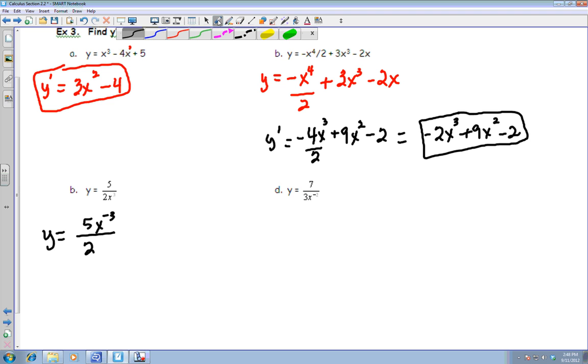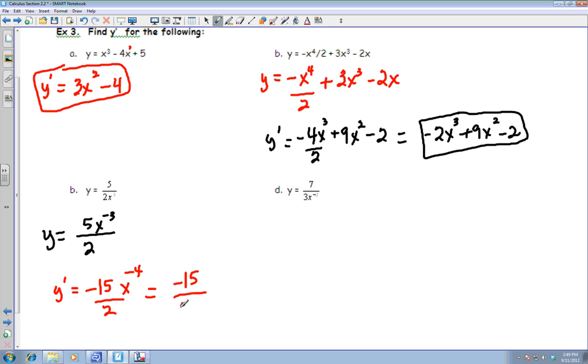So now I'm going to take the derivative, because I haven't done that yet, I just rewrote it. So y prime equals, bring down my exponent. Since I already have a 5 there, I multiply them together, so that's negative 15. I still have my 2 on bottom, x, and then subtract 1 from my exponent. Negative 3 minus 1 is negative 4. Our rule is we never leave negative exponents in the top, so I'm going to move that to the bottom. There's my answer.